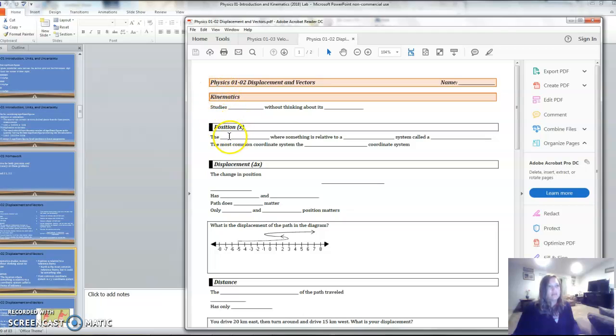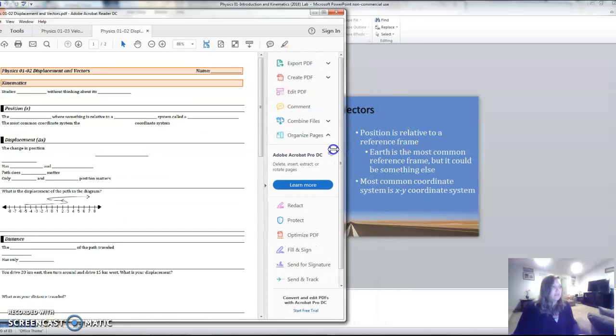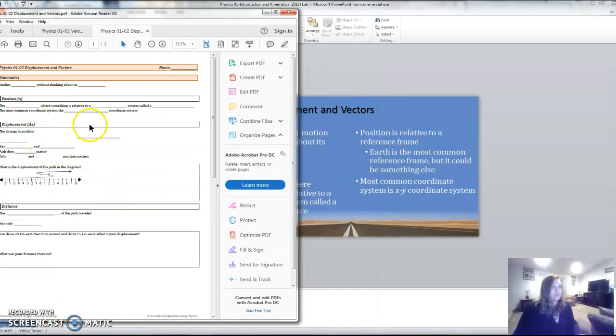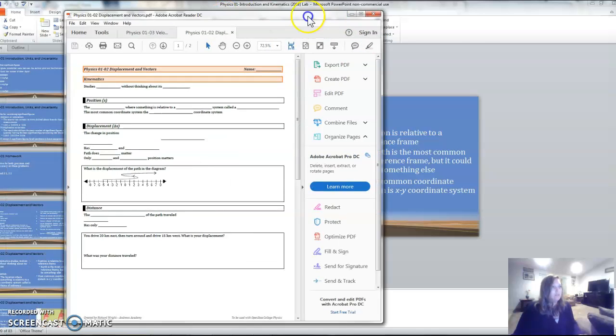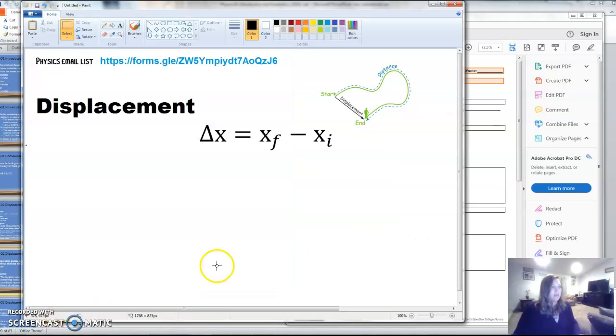So kinematics, position x, displacement delta x, what is the simple path in the diagram? This part of the worksheet is actually from the slide. So these literally are fill in the blanks. You can go ahead and talk them through with students if you need to.